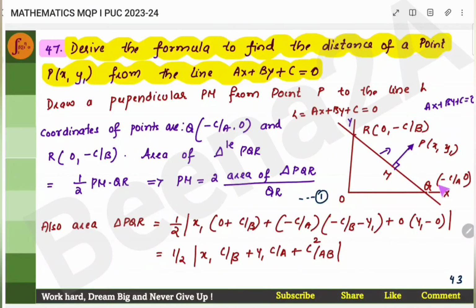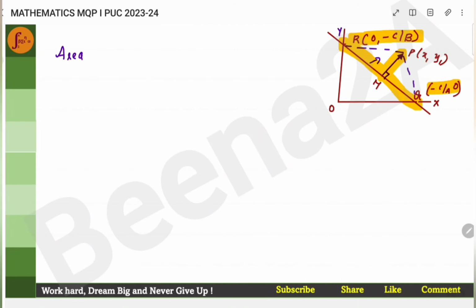So these coordinates would be (minus c by a, 0), that is, the x coordinate would be minus c by a, and here the y coordinate would be minus c by b. So we assume that this is the line and the equation of the line is given here. Now we assume that there is a point somewhere outside the line, and to find the distance from any particular point, we should always draw a perpendicular from that point to the line. So we need to find this distance PM. We assume the coordinates of P are (x1, y1), and we know the coordinates of Q and R. Now how do we find this length PM?